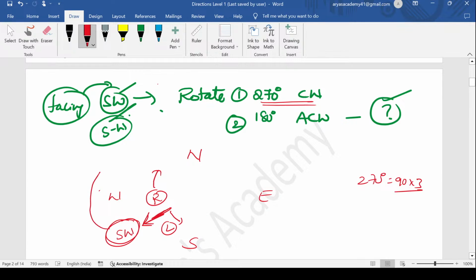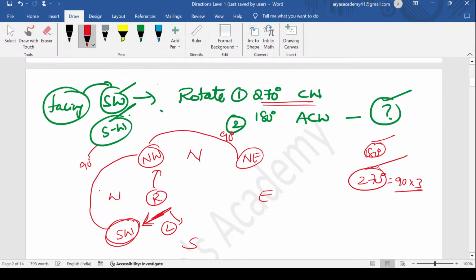If I go 90 degrees, I will be here between north and west. That is northwest. So 90 completed. I have to rotate three times. If I go for the second time, I will be here, northeast. Now the second 90 has been completed, or overall 180 degrees has been completed. If I rotate another 90, I will finish off 270. So I will be over here. That is southeast. And now 270 degrees is completed. Means condition number 1 is done.